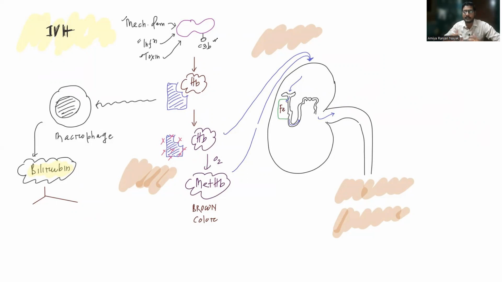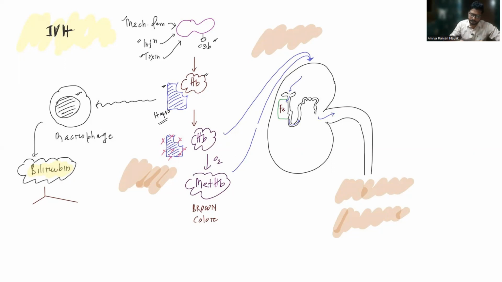Okay. Once they are destroyed, there will be generation of free hemoglobin. So this is free hemoglobin. Now I told you the free hemoglobin cannot stay alone inside the blood vessel. It has to bind to something. Now it will bind to the haptoglobin. So this is the haptoglobin. And I told you this hemoglobin haptoglobin complex will be taken up by the macrophages in the reticuloendothelial system. And they will cause destruction of this hemoglobin haptoglobin complex.